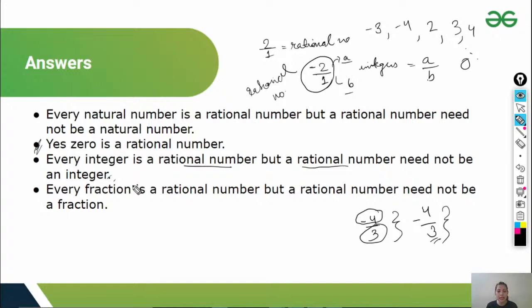So similarly, the last part was: is every fraction a rational number, or is every rational number a fraction? Again, all fractions are of course rational numbers, but it's again not necessary that all rational numbers will be fractions. So I hope you understood these 4 categories. Now let us move forward.